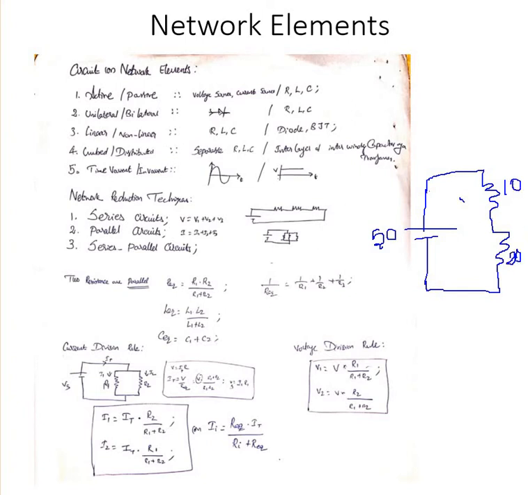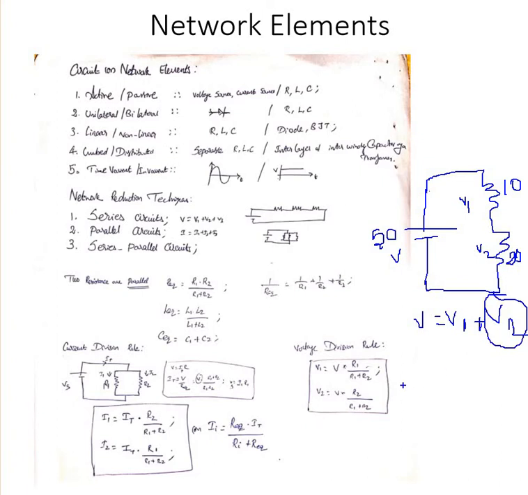So here across the first resistor is V1 and across the second is V2. What does it say? V is equal to V1 plus V2. That's all. Then what is V2? Tell me quickly about V2.